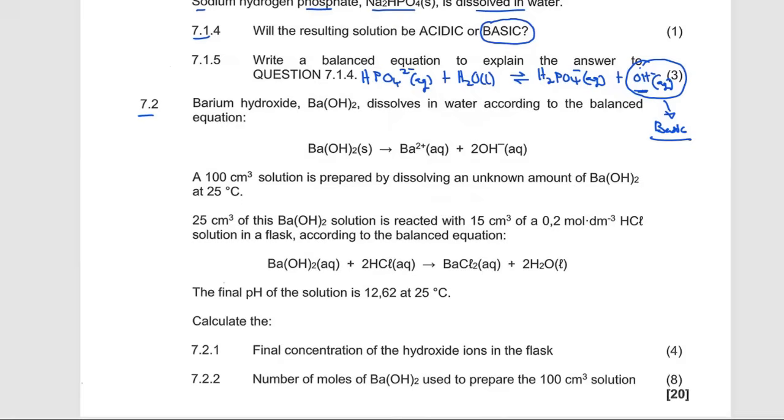Then 7.2 says barium hydroxide, Ba(OH)2, dissolves in water according to the balanced equation, which is already given. 100 cubic centimeters of solution is prepared by dissolving an unknown amount of barium hydroxide at 25 degrees. Then we have 25 cubic centimeters. Let me circle the volumes, they might come in handy.